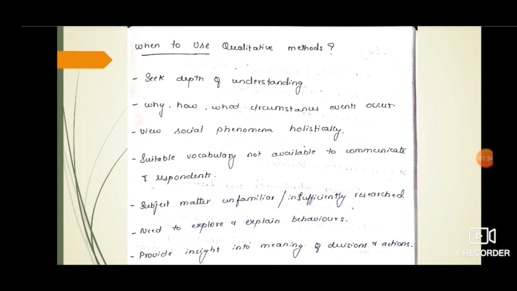When to use qualitative methods? They are used when we need deep understanding, and when there are questions about why, how, and in what circumstances events occur. They are used to view social phenomena holistically, and to use suitable vocabulary to communicate with the respondents, which is not otherwise available. We use them when the subject matter is unfamiliar or insufficiently researched, and we need to explore and explain behaviors.